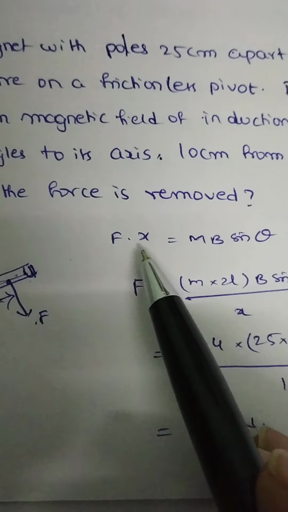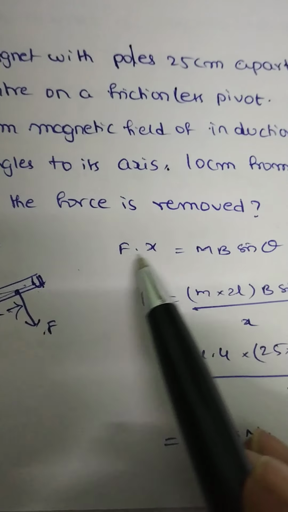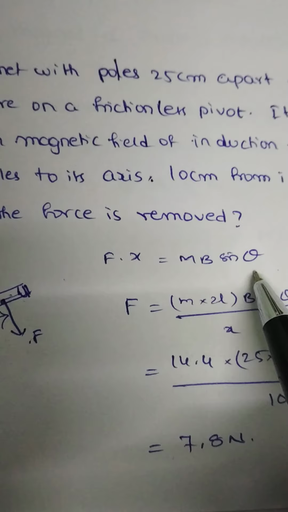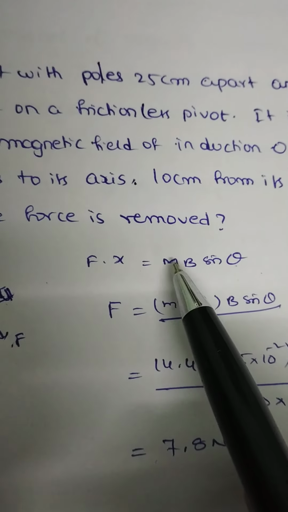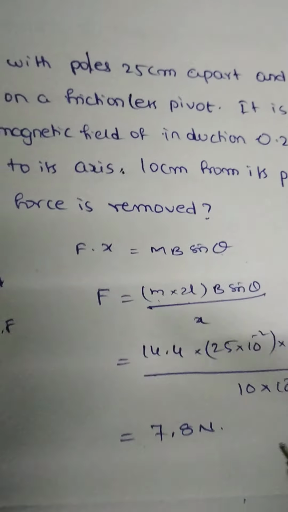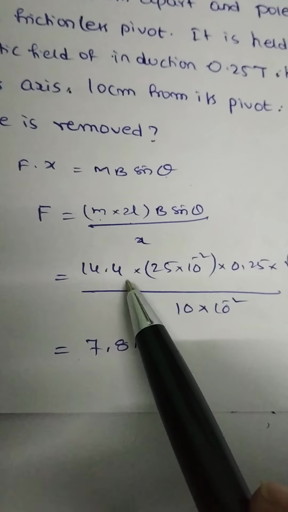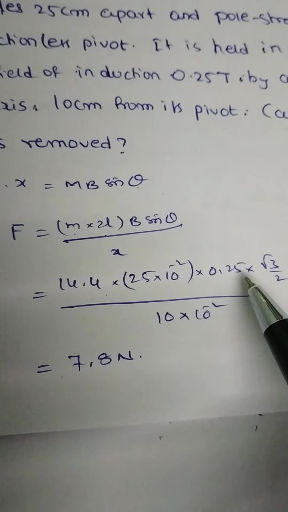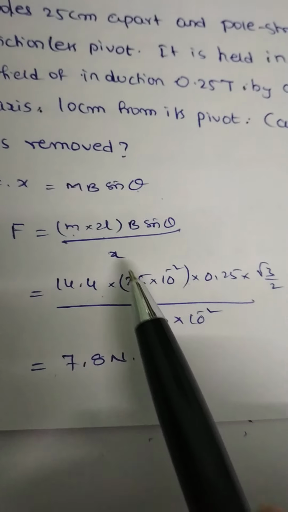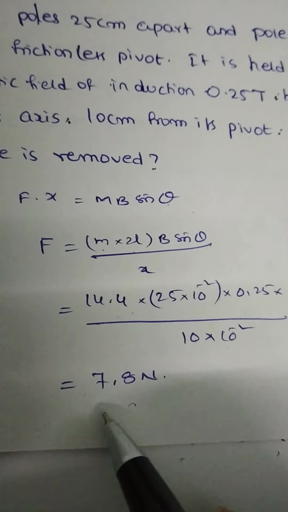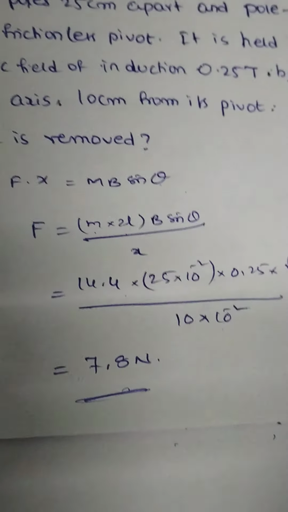Again, in equilibrium condition, deflecting torque, F into X, is equal to capital M B into sin theta. Deflecting torque is equal to restoring torque. F is equal to capital M, replaced by m into 2L, into B sin theta, by X. Small m is 14.4, 2L is 25 into 10 power minus 2, B is 0.25, sin 60 is equal to root 3 by 2, by X, which is 10 centimeters, means 10 into 10 power minus 2. So this is equivalent to 7.8 newtons.